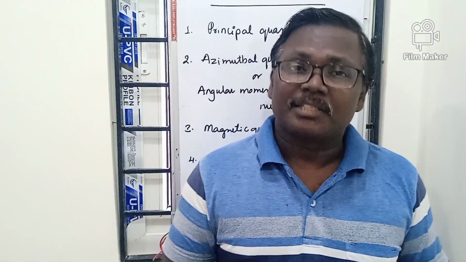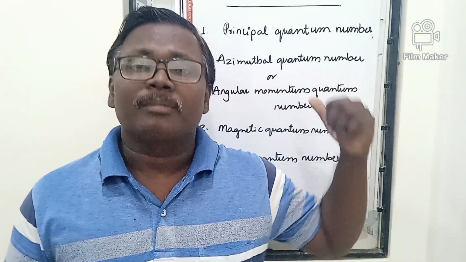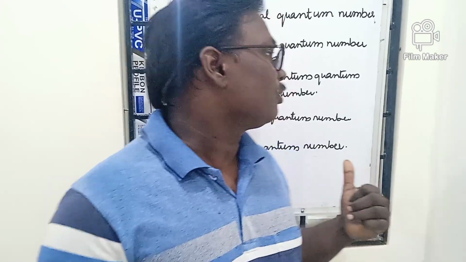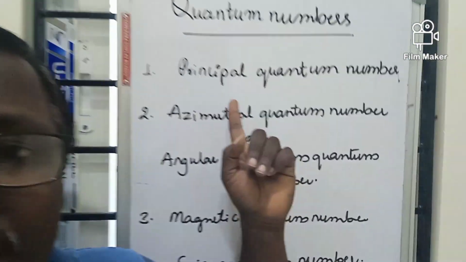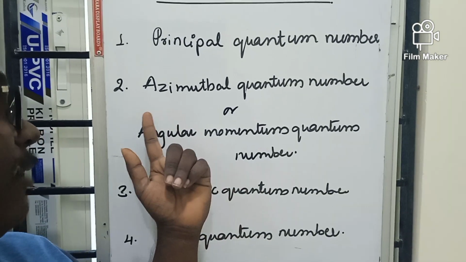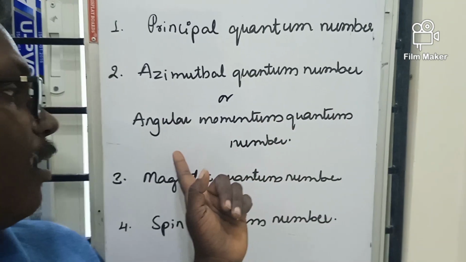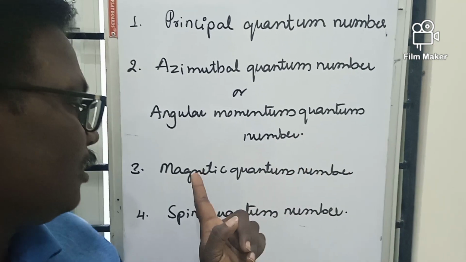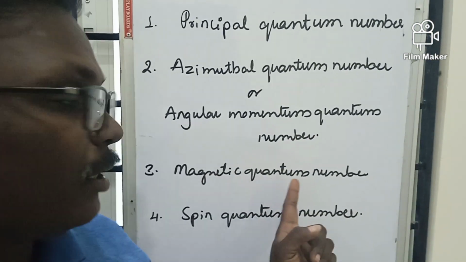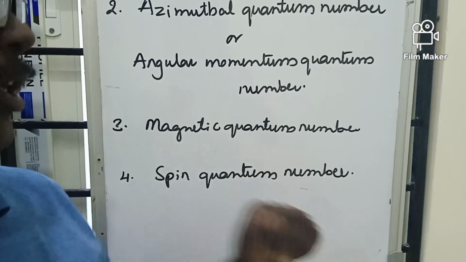The Heisenberg uncertainty principle tells that it is difficult to find the exact location and momentum of the electron at the same time. So as per that, to know the approximate position of the electron inside the atom, we have four quantum numbers to locate the electrons. They are: first, principal quantum number; second, azimuthal quantum number or angular momentum quantum number; third, magnetic quantum number; fourth, spin quantum number.